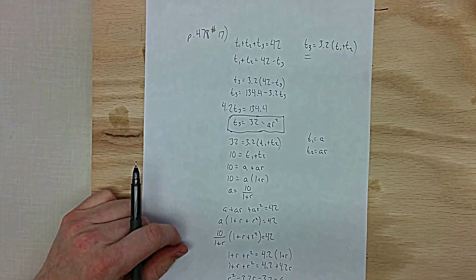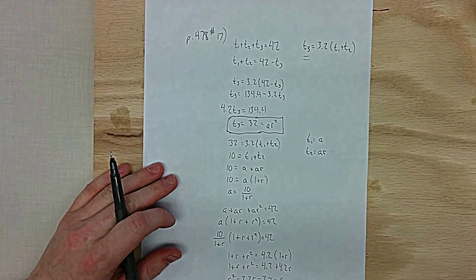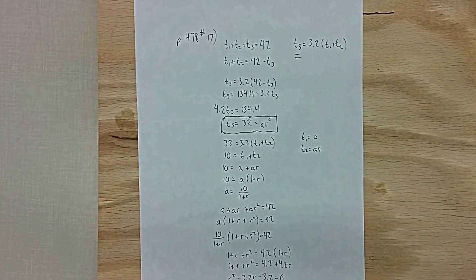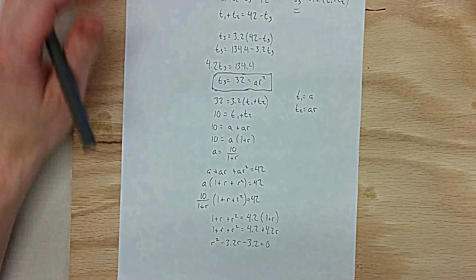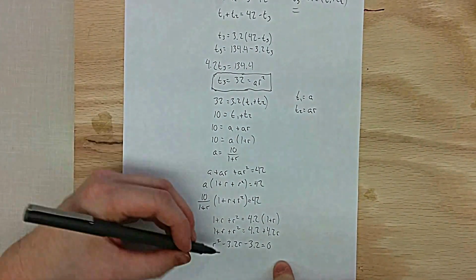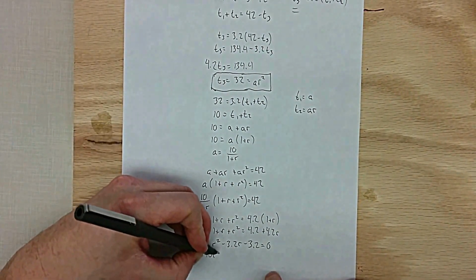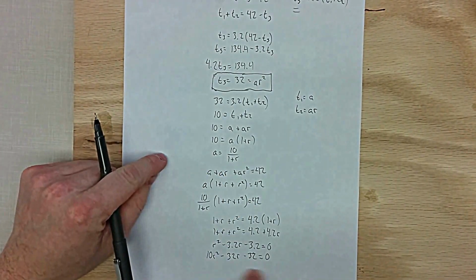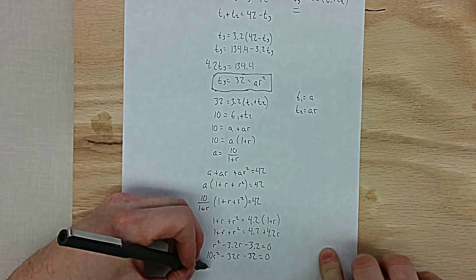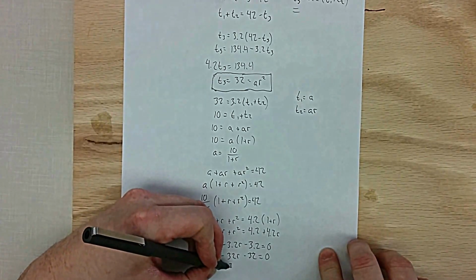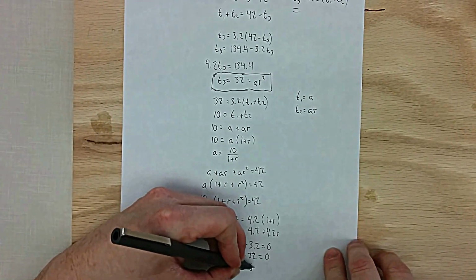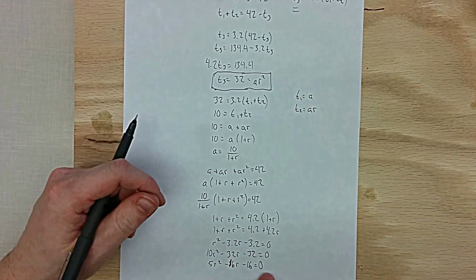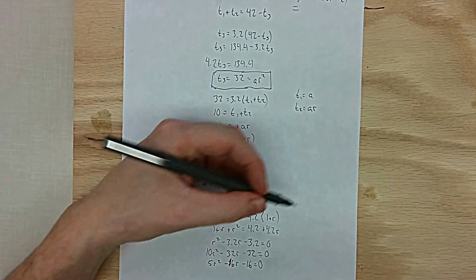Now, I don't like factoring with decimals in it. So I'm going to multiply through to clear those decimals. So I'll have 10r squared minus 32r minus 32 equals 0. I'll notice here that I can divide through by 2. So I'll get 5r squared minus 16r minus 16 equals 0. This looks like it will probably factor.